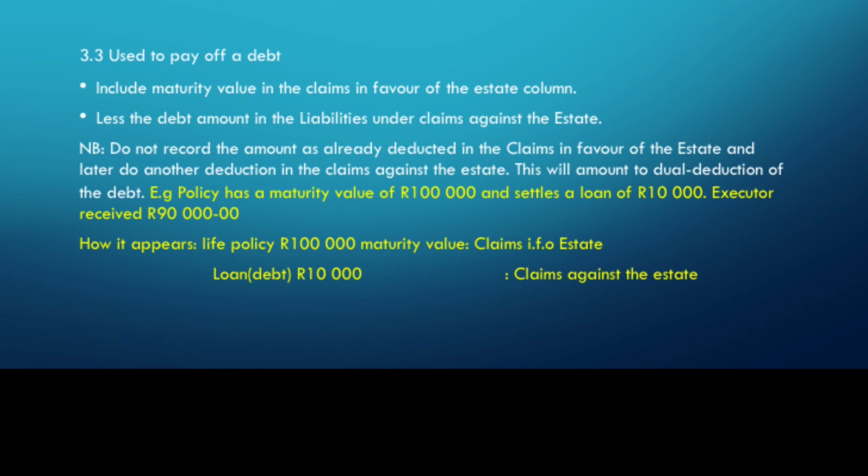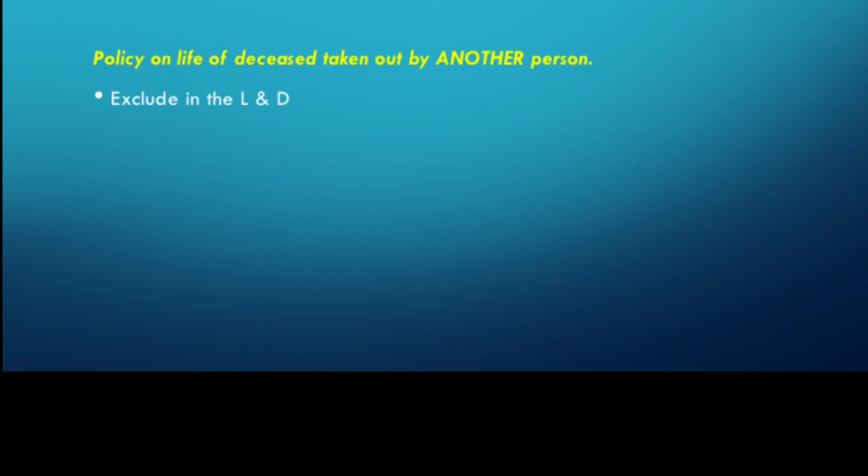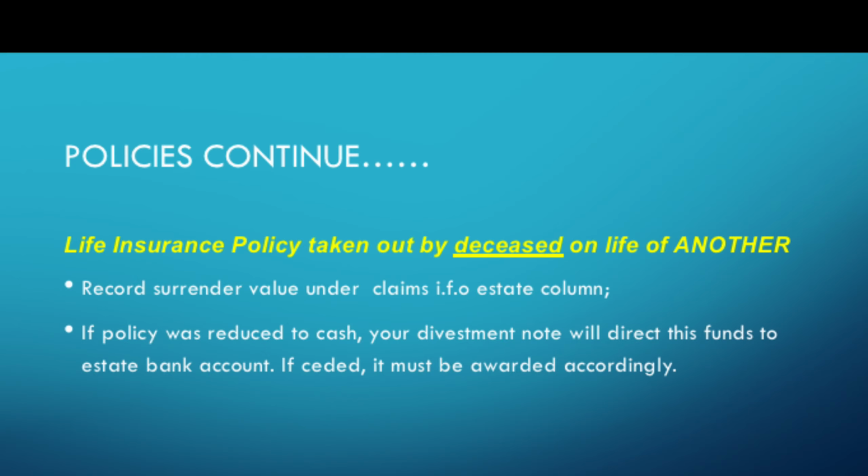The other policy is a policy on the life of the deceased taken out by another person. So this policy, you exclude it in the L&D. Then there is a life insurance policy taken out by the deceased on the life of another. Now, this is where the surrender value comes in. You record the surrender value under the claims in favor of the estate column.